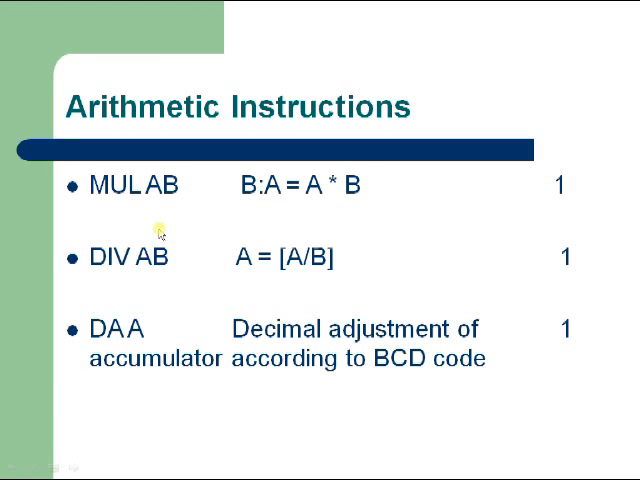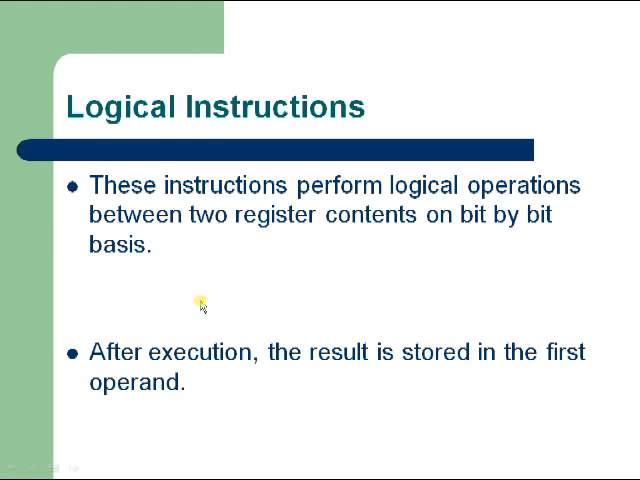Now MUL AB performs multiplication between A and B, and the result will be stored in this way, that is the higher bits or MSBs are stored inside B and the LSBs are stored inside A. Okay, and DIV AB performs the division operation between A and B, that is A is divided by B. Now the quotient will be stored inside A and the remainder will be stored inside B. DA A is decimal adjust of the accumulator according to BCD code. If there is any invalid BCD code, then we'll get a valid BCD code with the help of this DAA instruction. Now let us see logical instructions.